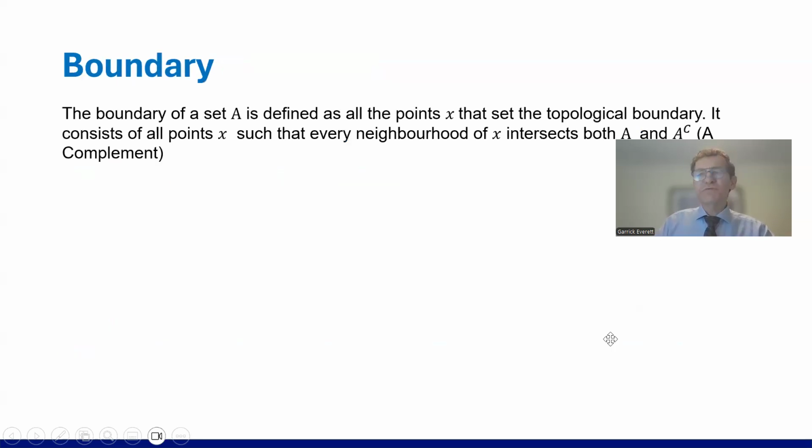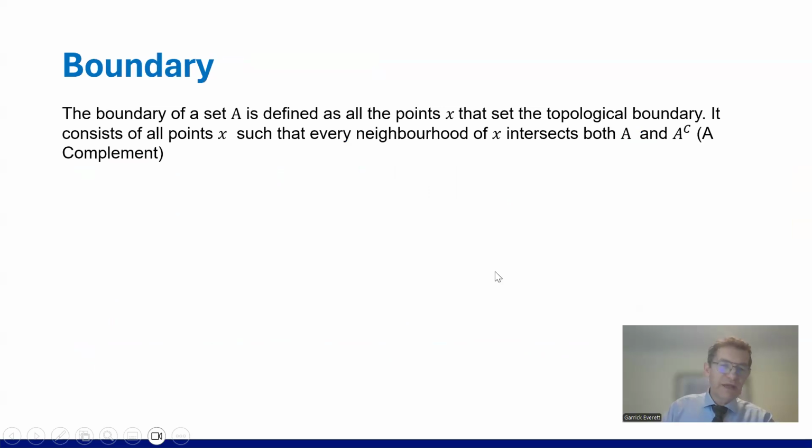Boundary. Now, I've done boundaries before. What we're doing here in this lecture is we're just expanding on things that we've done before in the majority of instances. The boundary of a set A is defined as all points x that set the topological boundary. It consists of all points x such that every neighborhood of x intersects both A and A^C. And I've written there A complement, just in case you're unsure of what A^C is.